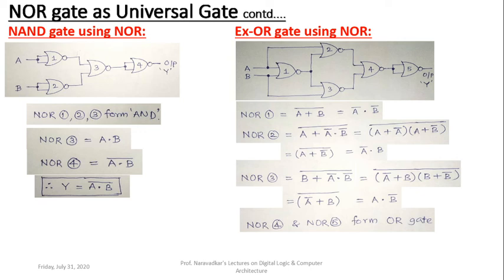That means instead of going through the equations once again and simplifying, straight away the outputs of gate number 2 and gate number 3 are ORed by gates number 4 and 5, and we can rewrite. Hence output Y is equal to A bar B plus A B bar, which is nothing but the equation of the corresponding XOR gate.